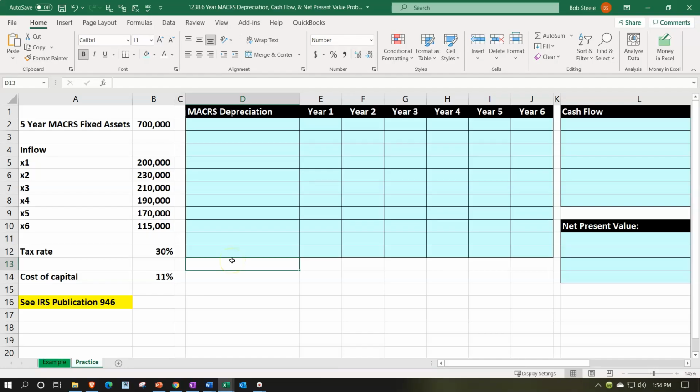Here we are in our Excel worksheet. If you have access to the Excel worksheet and would like to follow along, note that we are in the practice tab as opposed to the example tab. The example tab, in essence, being an answer key. Information on the left side, populating that into the blue area on the right side.